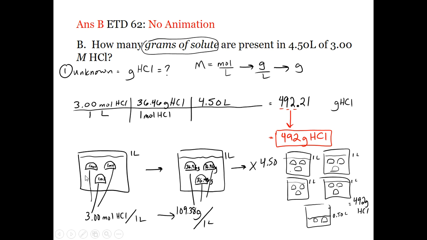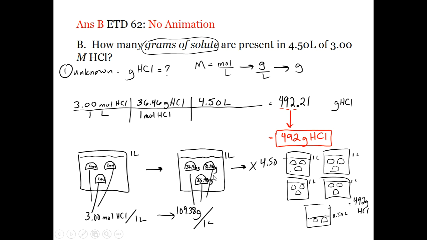If you think about what's going on and you actually draw it, this 3 molar solution had 3 piles of the hydrochloric acid floating around in 1 liter. Then I turned that to grams, but then I had 4.5 of those. So each one of those piles weighs about 36-ish grams, almost 36.5.